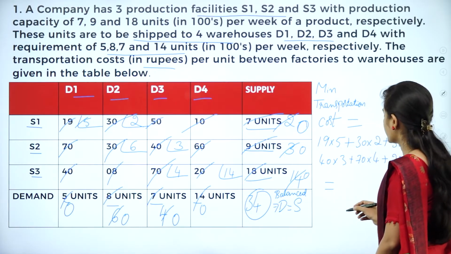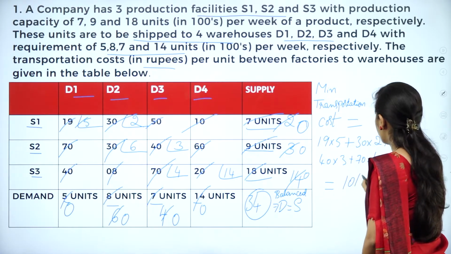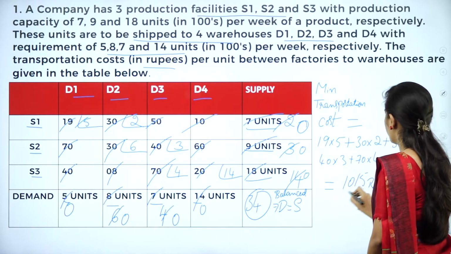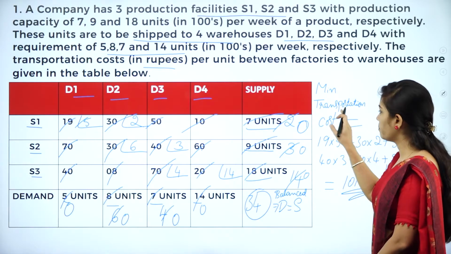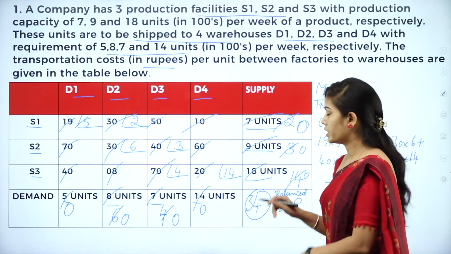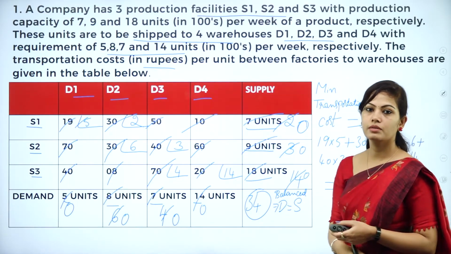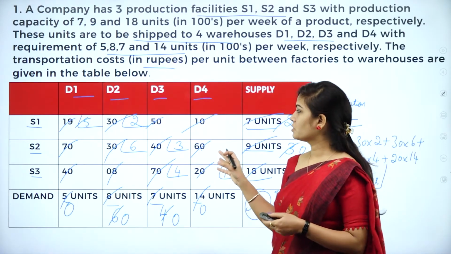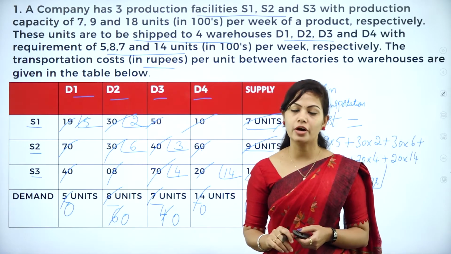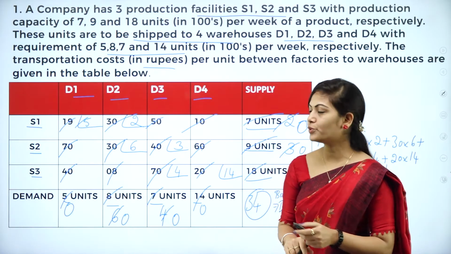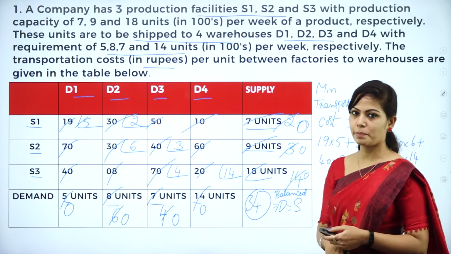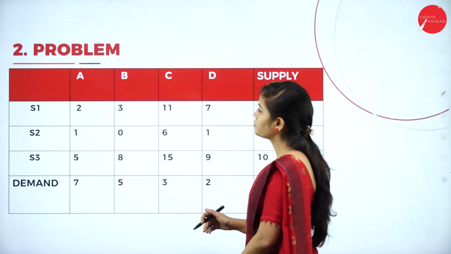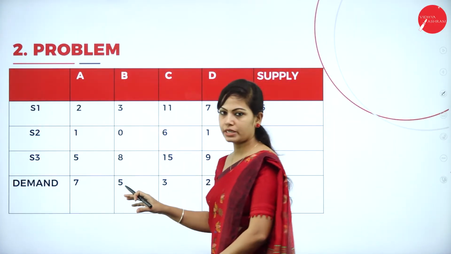The total transportation cost is 1015 rupees. So this is your minimum transportation cost. Transportation cost is 1015 rupees. So this is called the northwest corner method. It is very simple, my dear students. Easily you can score in this topic. And the next problem, the second problem, here I have one table.